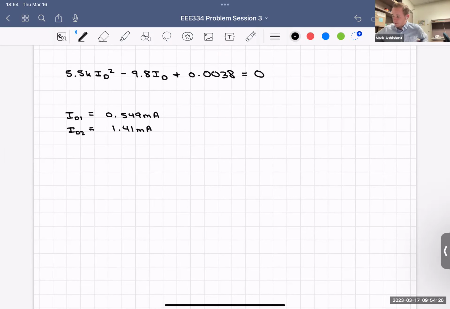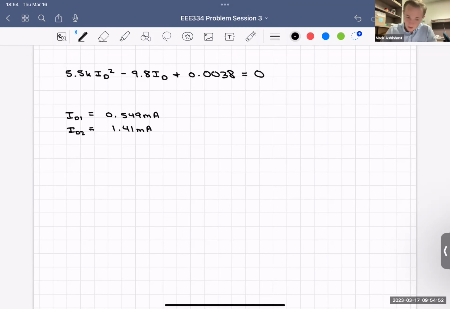Nice. Now, what do we have to do? Think for a second. What did we do on the last one? Both of these aren't right. One of them's wrong, one of them's right. We need to see which one's cut off and which one's not. We need to see which one makes sense in terms of the problem, and then we also need to make sure it fits our assumption that we're in saturation.